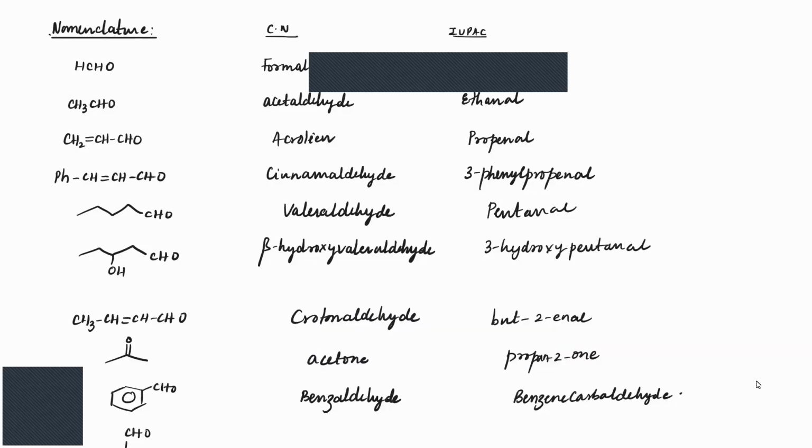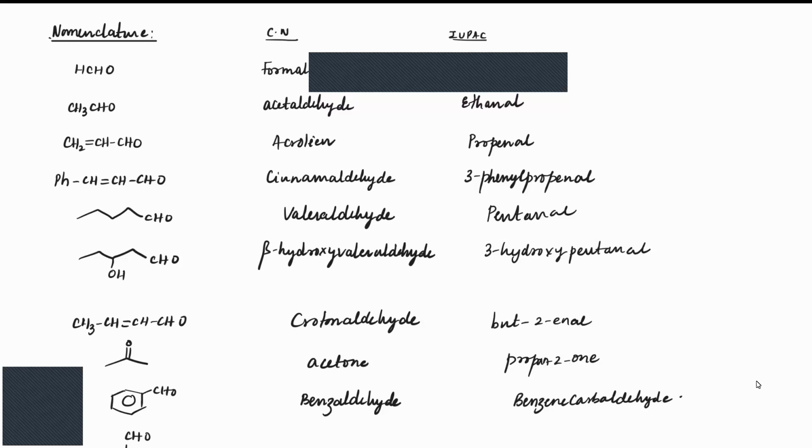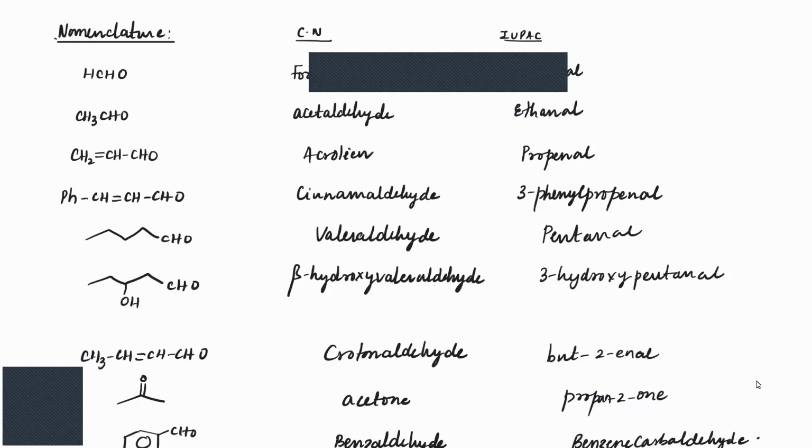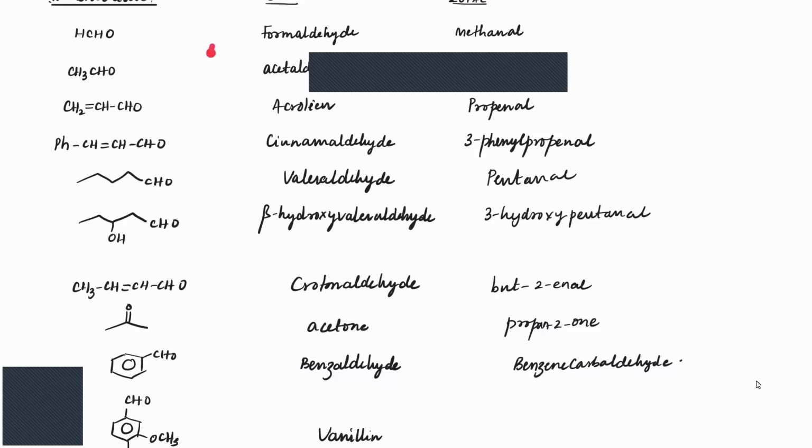So we'll start with aldehydes and ketones today. In aldehydes and ketones, the first part we need to know is about the nomenclature, common names, and IUPAC names. Most of these have various common names, which we use very regularly in the questions as well.